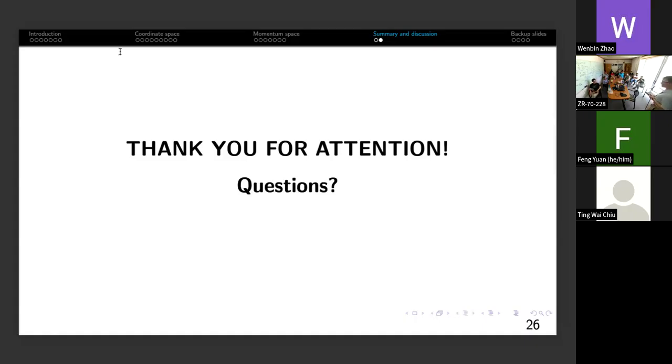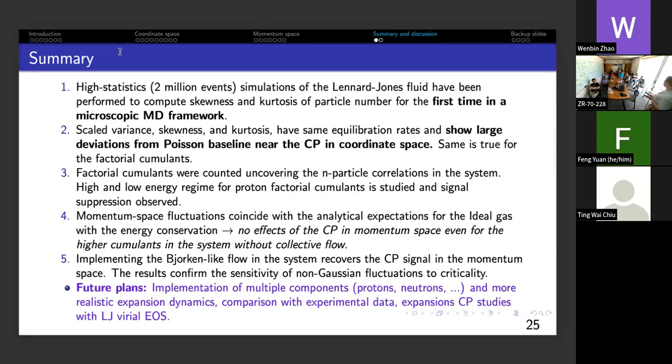So I got lost when you said implementing the Bjorken flow recovers the signal, right? I was thinking that if you have a particle and it's boosting in one direction, they are getting fewer interactions, right? Of course they are. So why do we have more here?